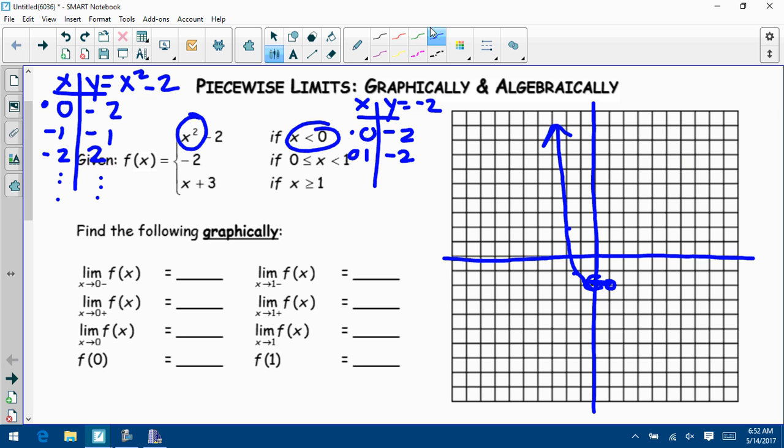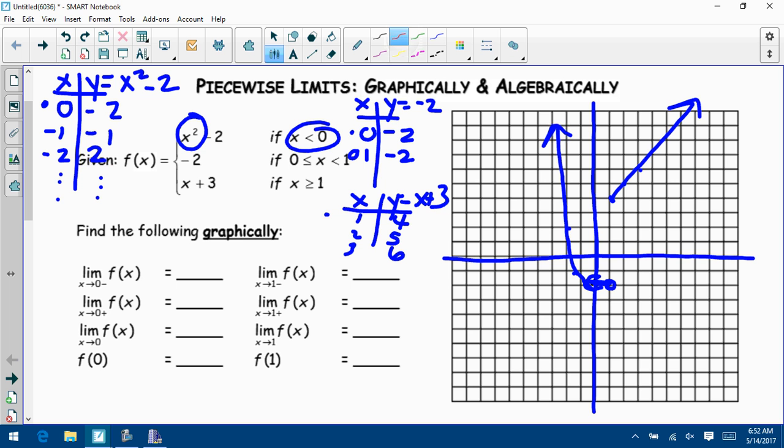Okay, and then the last one's going to be a line. This is y equals x plus 3. 1 can be a closed circle. We're going to do 2, 3, etc. So if I plug in 1, 1 plus 3 is 4. Plug in 2, 2 plus 3 is 5. Plug in 3, 3 plus 3 is 6. So we've got 1, 4. So we've got a jump there. 2, 5, 3, 6. And as I shoot off that way, the graph's going to look like that.